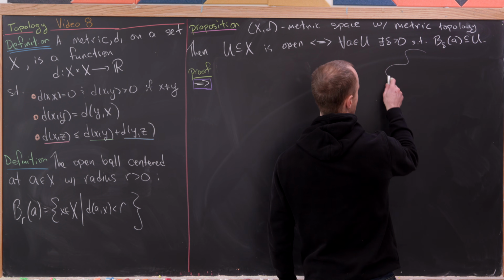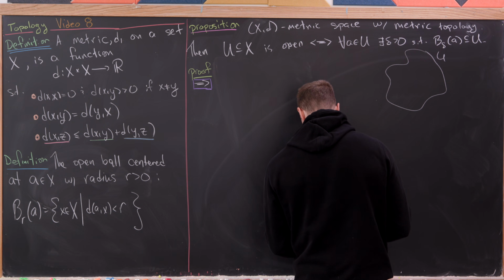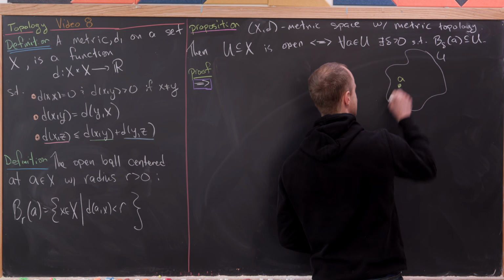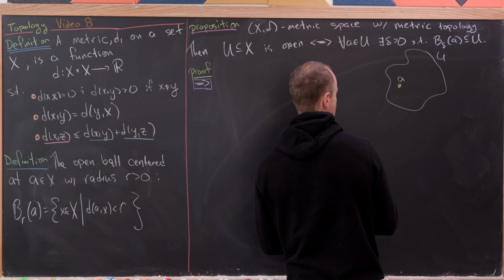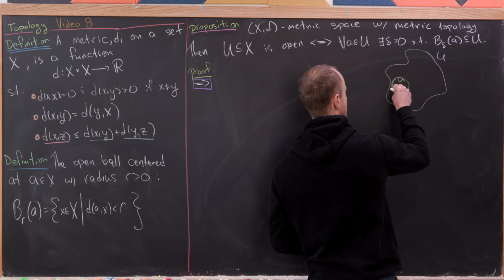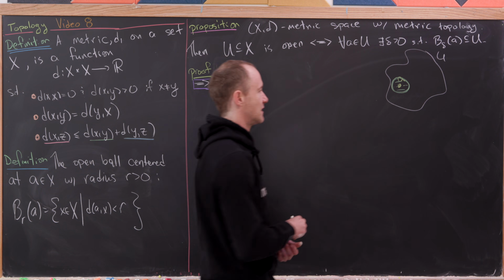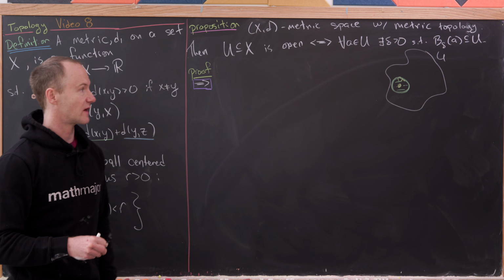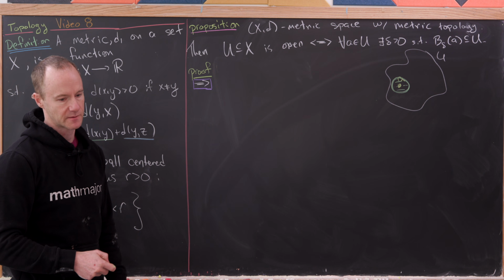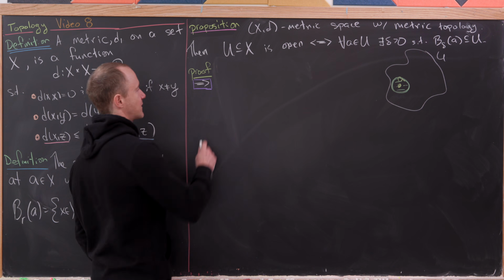So let's say that this wiggly thing here is our set U. And let's take an arbitrary point A inside of U and observe that we can hopefully find some sort of delta where the ball of radius delta centered at A, so that would be like that kind of picture right there, is totally contained inside of U. So that's the idea of what's going on here. So this is an if and only if statement. Let's prove the forward direction first.